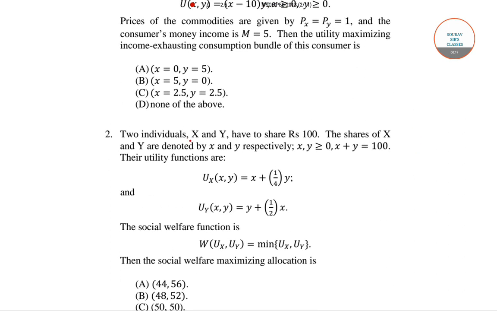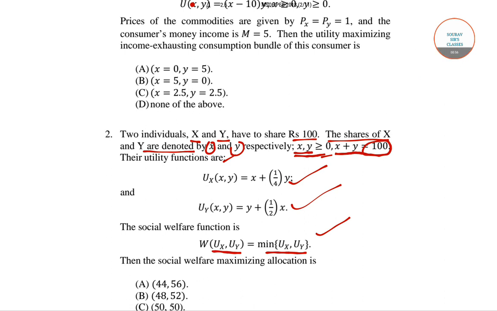There are two individuals X and Y who have to share rupees 100. The shares of X and Y are denoted by small x and small y respectively. Small x and small y must be greater than or equal to 0, and the summation of small x plus small y must be equal to 100. So their utility function is given by this, and their social welfare function is given by W equals to U_x, U_y equals to minimum of U_x, U_y.